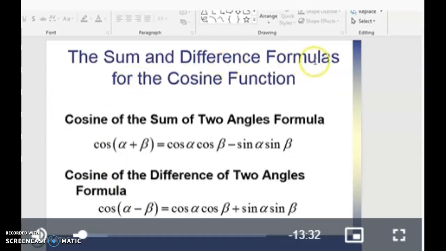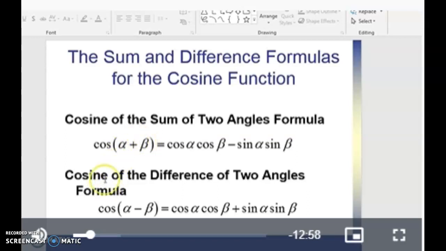The sum and difference formulas for the cosine function are as follows. The cosine of the sum of two angles is equal to the cosine of the first angle times the cosine of the second angle minus the sine of the first angle times the sine of the second angle. Of course, the angles are referred to as alpha and beta.